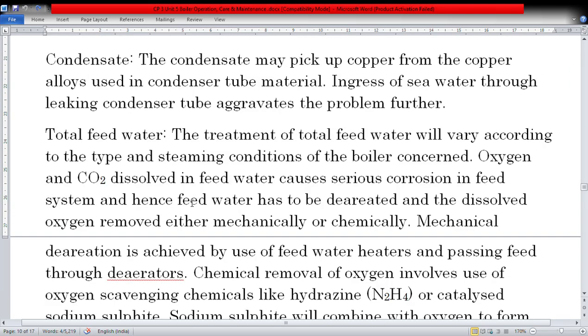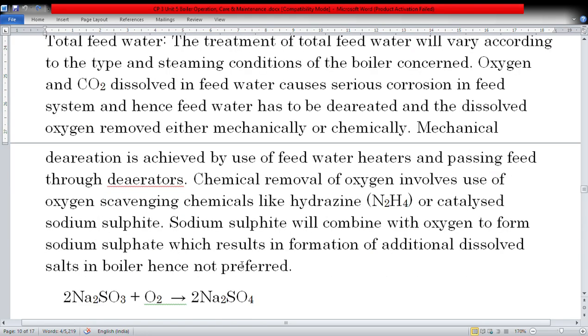Total feed water: the treatment of total feed water will vary according to the type and steaming condition of the boiler concerned. Oxygen and CO2 dissolved in the feed water cause serious corrosion in the feed system, and hence feed water has to be deaerated and the dissolved oxygen removed either mechanically or chemically. Mechanical deaeration is achieved by use of feed water heaters and passing feed through deaerators. So we are passing it through feed water heaters and a deaerator.